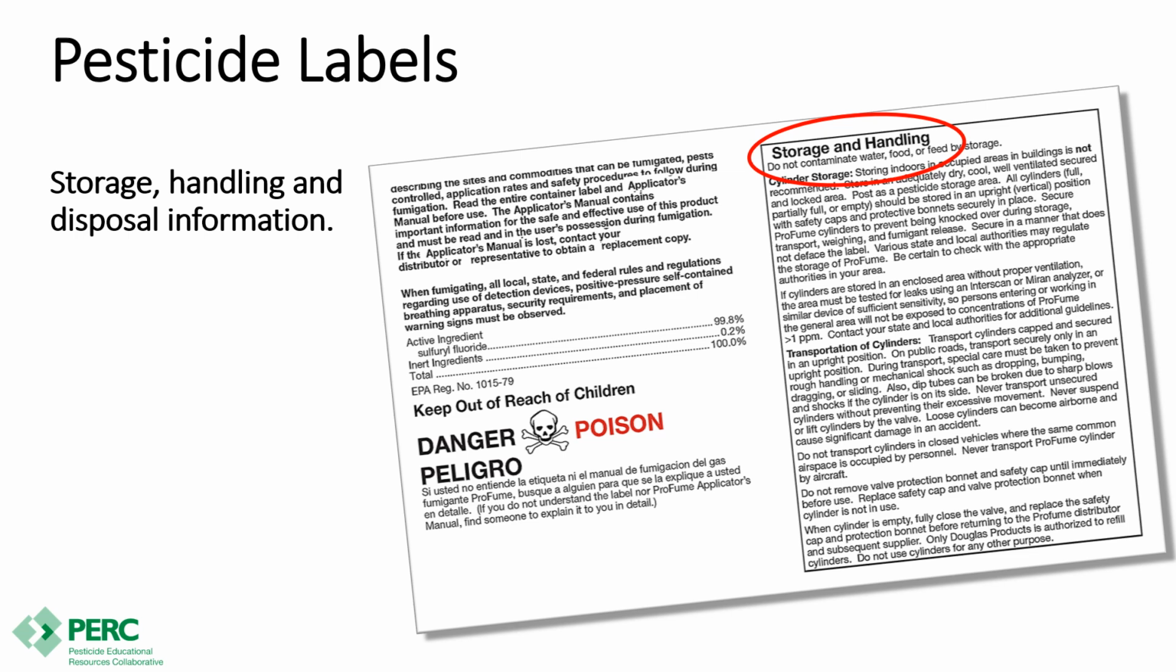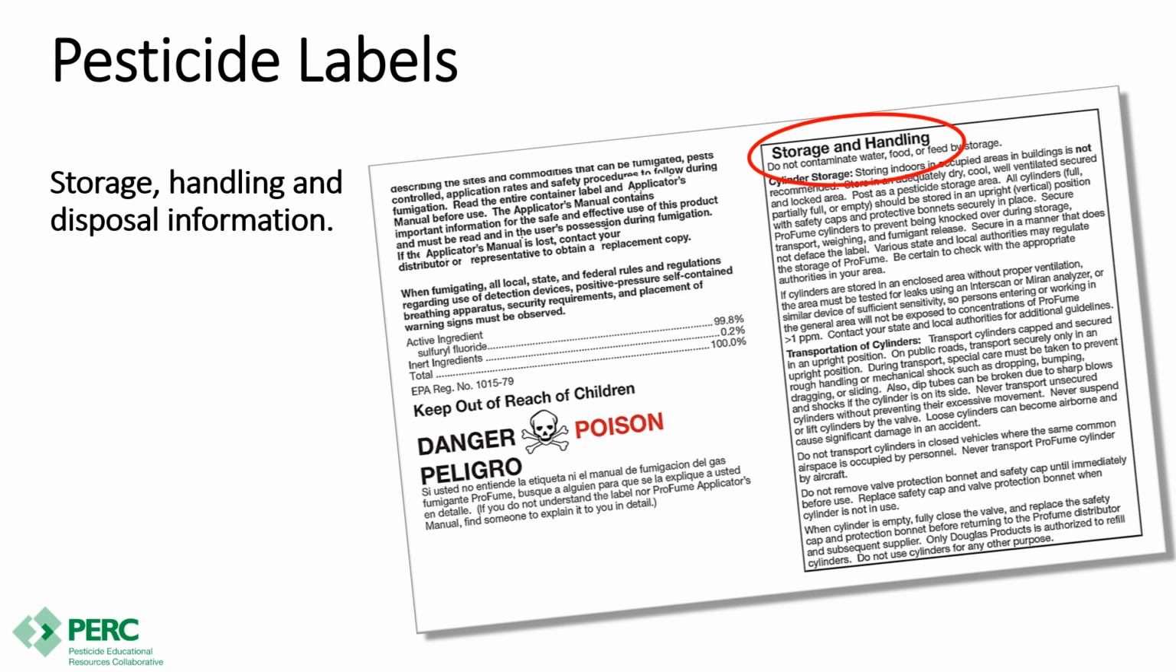Information on how to store or dispose of unused product is typically found near the end of the label. Specific storage conditions, such as the temperature range or distance from other products, may be required to keep the product safe for future use or from creating a hazard, such as a fire or environmental contamination.